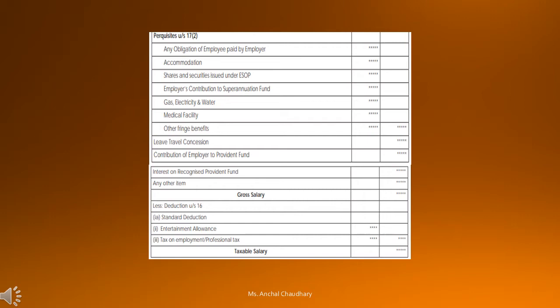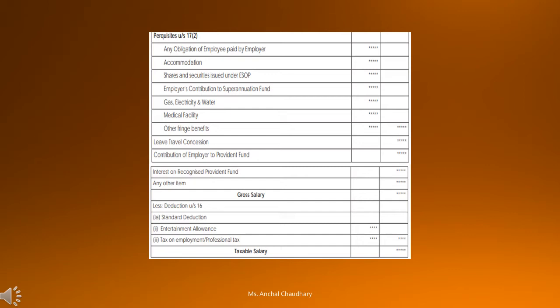You are not receiving a cash payment, but someone else is paying your expenses on your behalf. Your employer is paying your expenses. So this is included under your prerequisites. Any accommodation which is paid by the employer, you are taking the benefit of that accommodation, right? So directly or indirectly you are getting the benefit somehow.